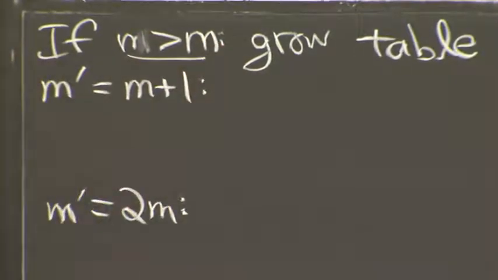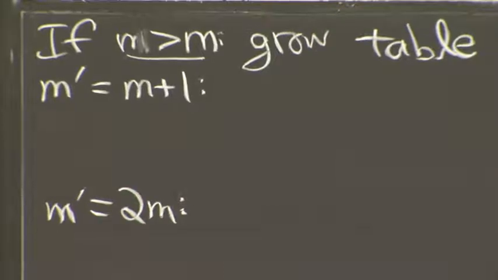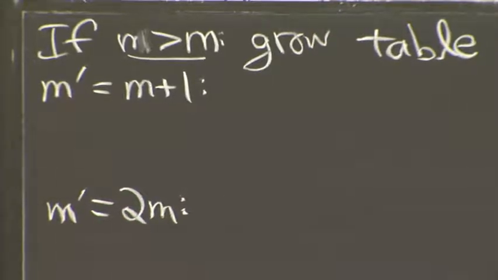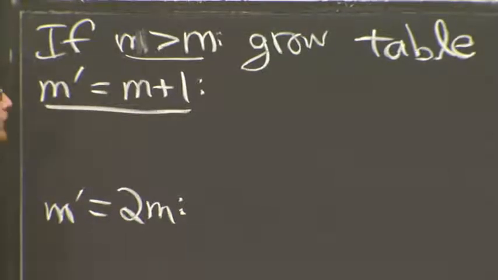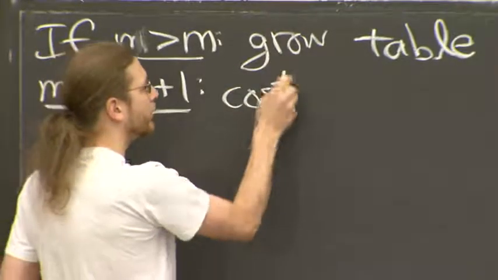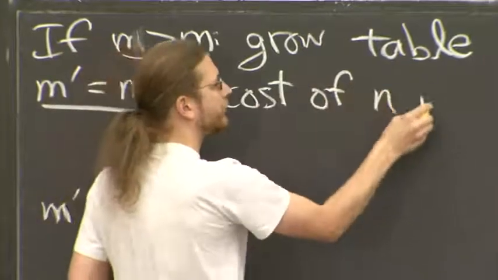N is greater than m. I want m to be greater than or equal to n. All right. So if we just incremented our table size, then the question becomes, what is the cost of n insertions?